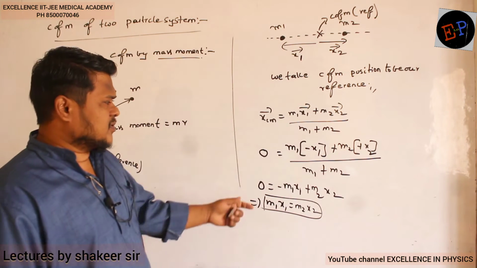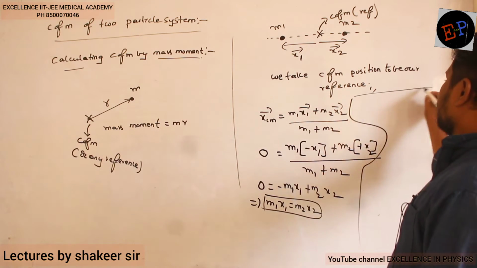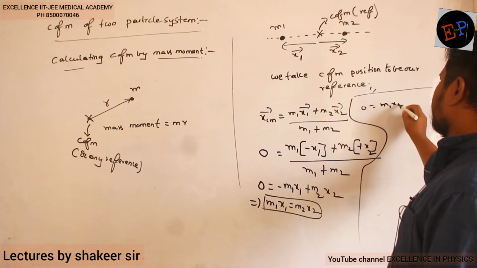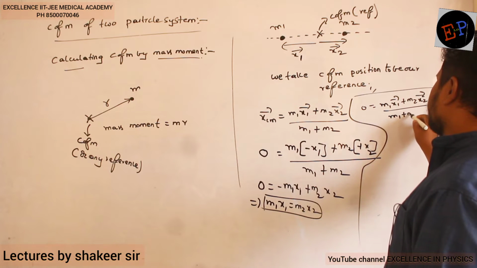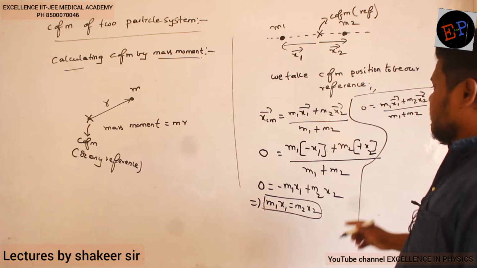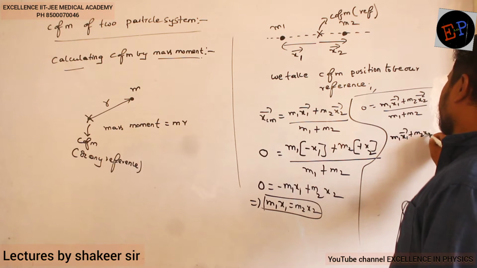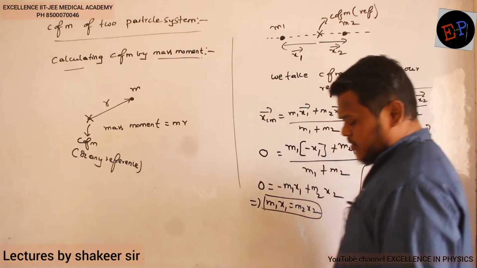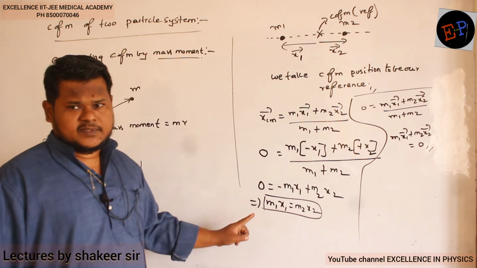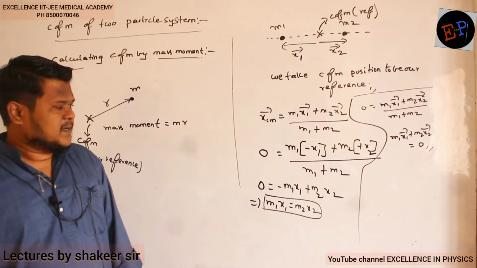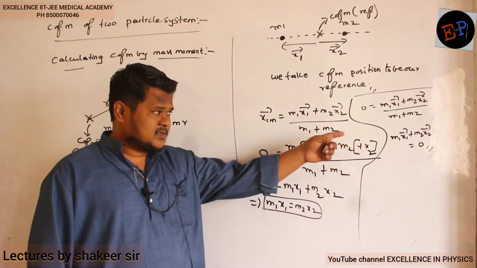Understood now? Or if you want to write in the form of vectors, how can I write? I can write 0 equals m1 x1 dash plus m2 x2 dash divided by m1 plus m2. m1 plus m2 into 0 will become 0. So therefore I will write m1 x1 dash plus m2 x2 dash equals 0. I can write the equation like this also. This is in the form of vectors, and this is in the form of scalars. Now can you say what you understand by scalars? What is the result I got here and what is the result I got there?